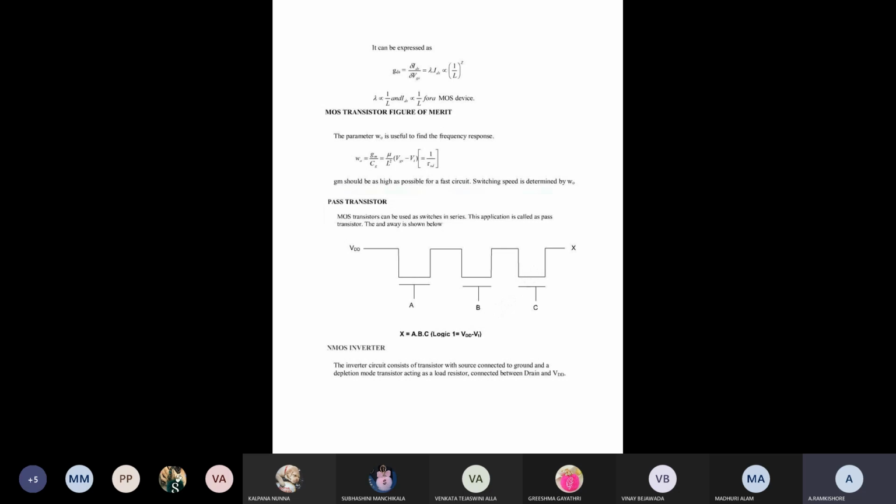So here the pass transistor is nothing but, whenever the inputs A, B, C are logic one, then X is equal to VDD. So whenever the three transistors are in on condition, at that moment it operates like a closed switch from VDD to X. So we can call that type of arrangement pass transistor logic.